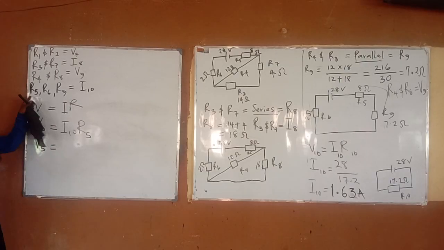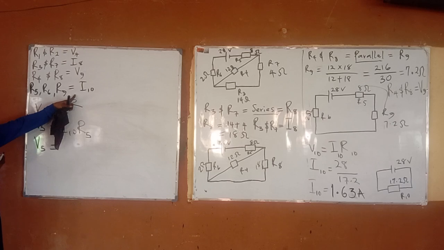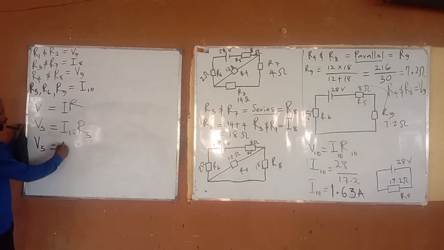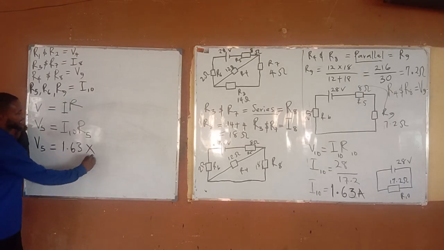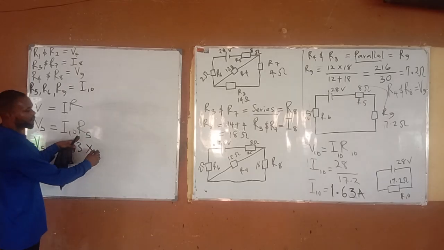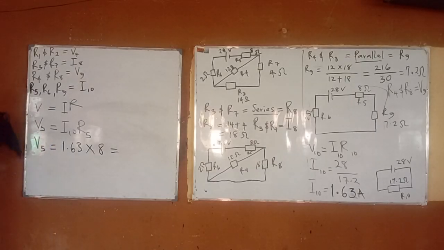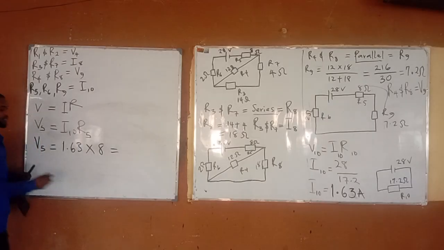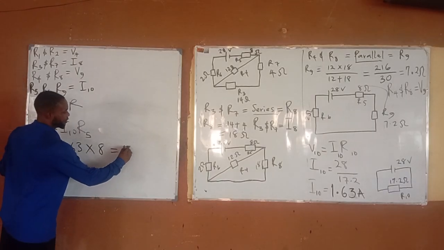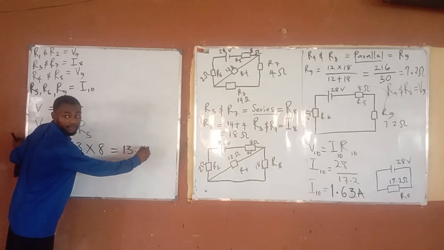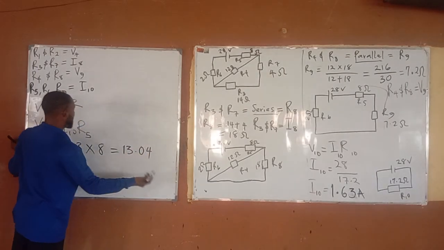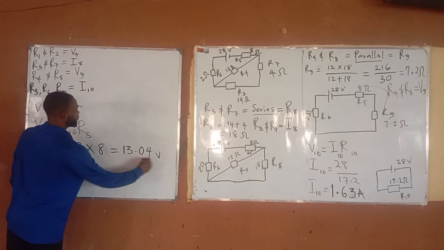do you know why? It's because it's in series now, so the current will be the same. I'll just do 1.63 times R5. What's this resistance 5? 8. Equals, punch it for me. What do you have? 17.04, which is approximately 17, but let's use it, volts.